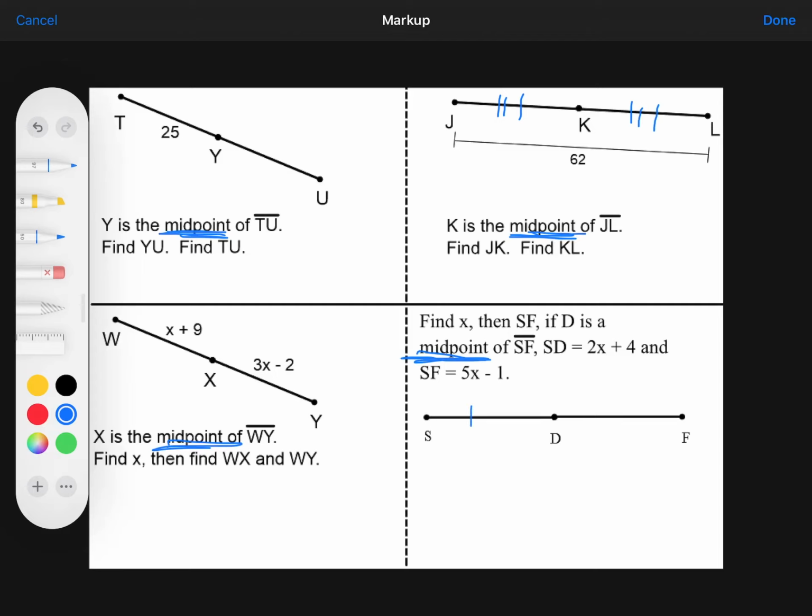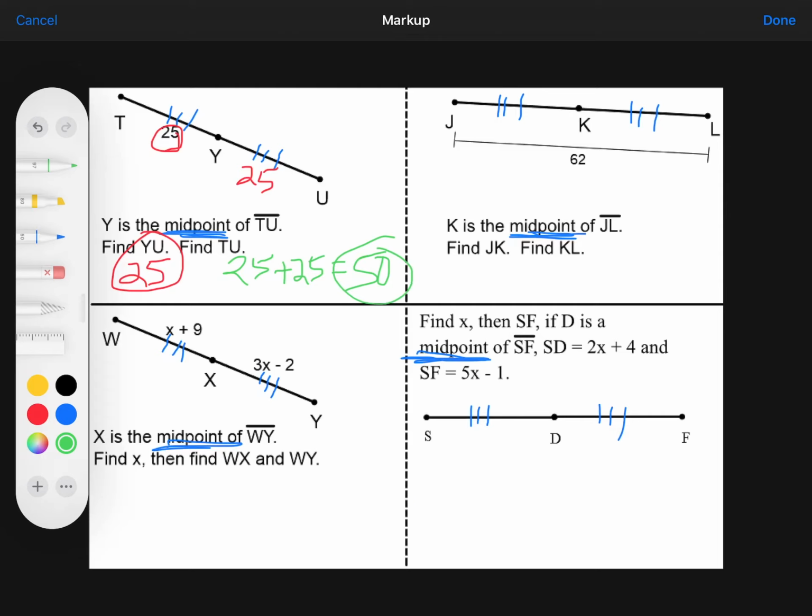And it doesn't matter whether you use 3 marks or 2 marks or 1 mark. Let's just be clear that these little marks mean the two pieces are the same on either side of the midpoint. They create two equal pieces. So if this piece here is 25, the other piece here is 25, those between Y and U. And then the whole thing would be 25 plus 25, which is 50.